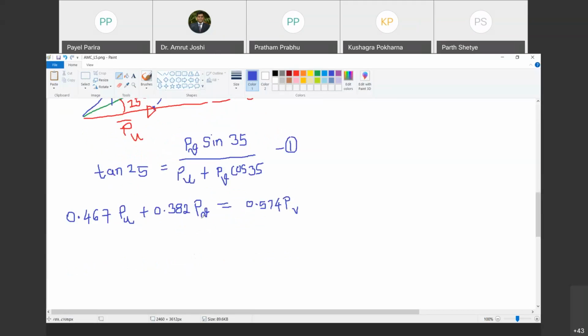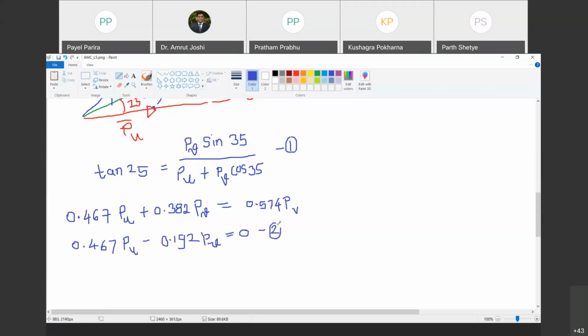So if we take this on this side, you will have to do 0.382 minus 0.574. So tell me the equation. 0.467 PU minus, because this 0.574 is greater than 0.382, so the result will be negative. How much does it come to? Tell me. 0.192. Right? Yes, sir. PV is equal to 0. This is the second equation.